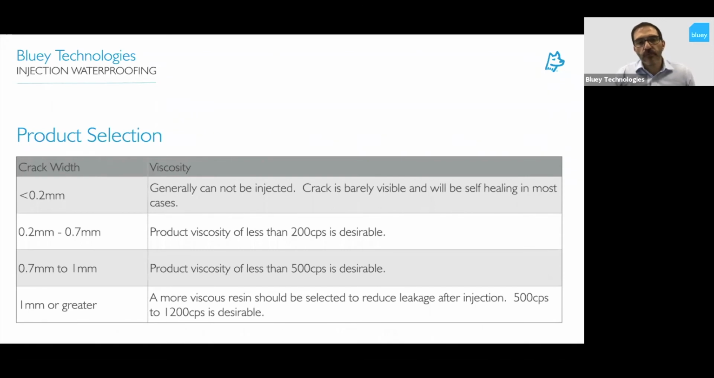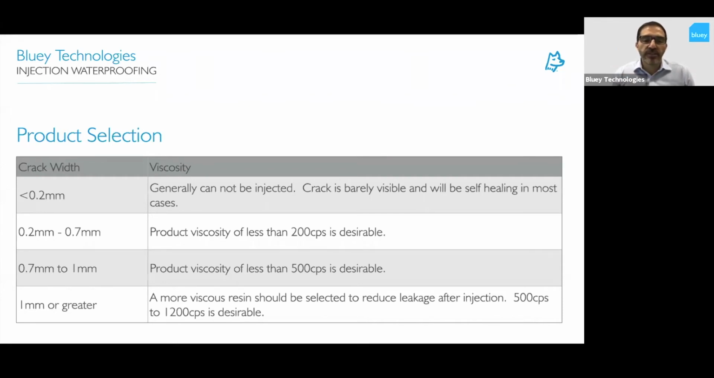Just talking a little bit more about crack width. Very narrow cracks, as I said, 0.1 of a millimeter, you're not going to see. They'll start becoming visible at about 0.2, but generally these can't be injected. They're just too narrow. And in most cases, a 0.2 millimeter wide crack is going to be self-healing anyway. As we mentioned, 0.1 is watertight. Below 0.2, you're going to be pretty close to watertight as well, and very difficult to inject a resin.